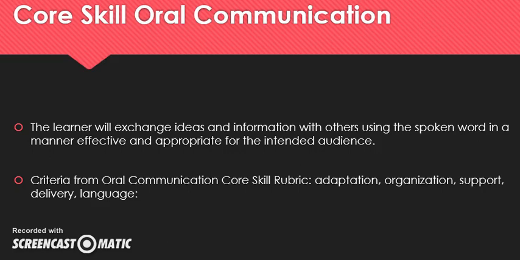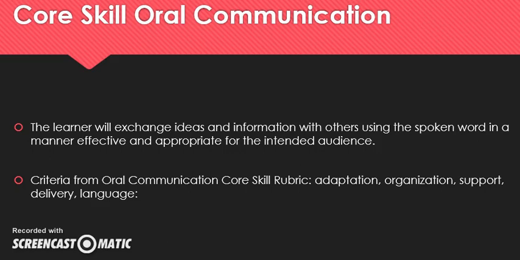So I went to the Oral Communication Core Skills rubric and I got these criteria. If you're not sure how a speech or presentation should be evaluated, go to the rubric and look. We have adaptation. This is audience analysis and thinking about how your audience is going to react and narrowing your topic and things of that nature. So if you want to argue that you've learned how to adapt your topic for the audience, then use adaptation.